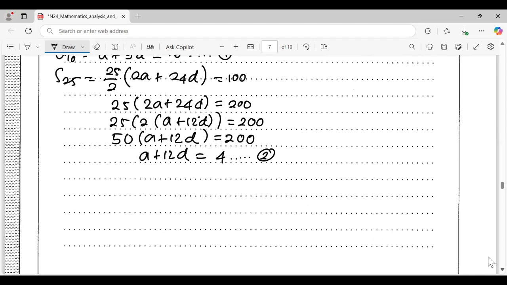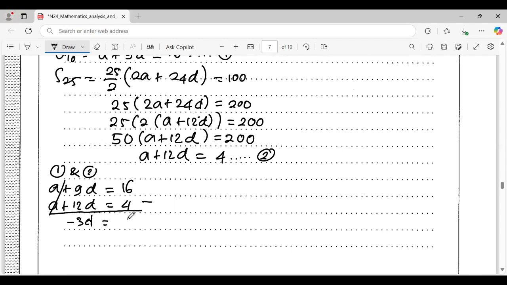Through the first equation and second equation, a plus 9d equals 16, a plus 12d equals 4. Subtract, eliminate a, so it becomes minus 3d equals 12, d equals minus 4.